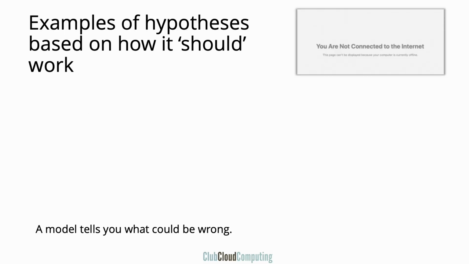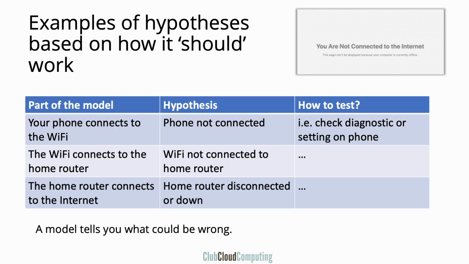Let's have a look at how we can create hypotheses that are based on how we think it should work. So on the top right, again, we're not connected to the internet, and our mental model is something like, okay, we're not connected. My phone is connected to the Wi-Fi. The Wi-Fi is connected to the home router. The home router is connected to the internet. Each of these things could be broken. So those are then 3 hypotheses.